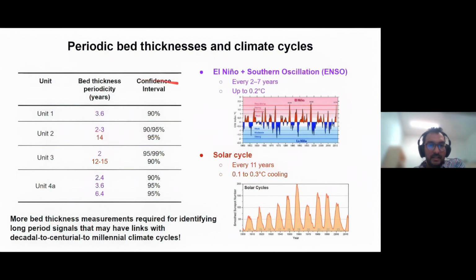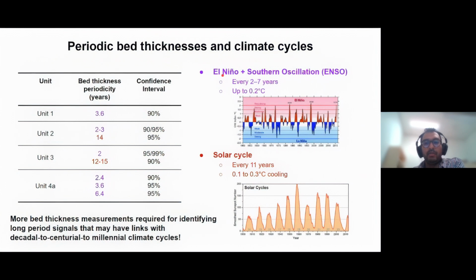So the table on the left hand shows a summary of the periodic bed thicknesses. Unit 1, every 3.6 years. Unit 2, 2 to 3 years and 14 years. Unit 3, 2 years and 12 to 15 years. And Unit 4A, from 2 to 7 years.